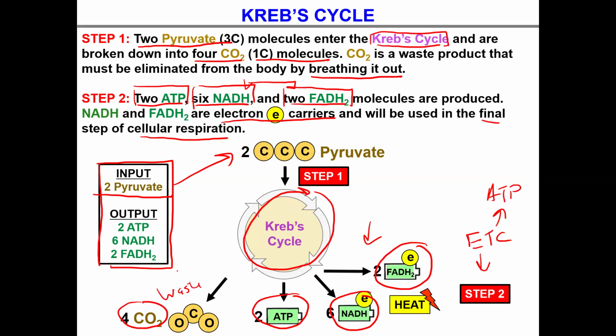We're going to exhale this out to get rid of that CO2, because we don't really need it. We also produce heat, which helps us maintain our body heat. So we're taking our two pyruvates and producing 2 ATP, 6 NADH, and 2 FADH2, and all of these are going to be moved over to the electron transport chain.